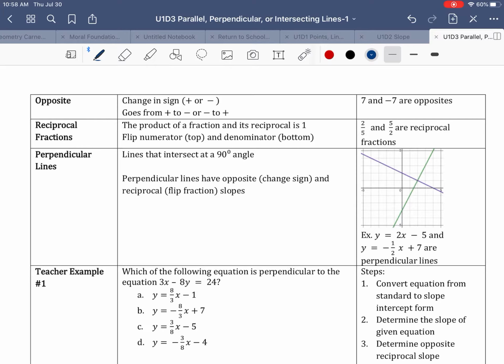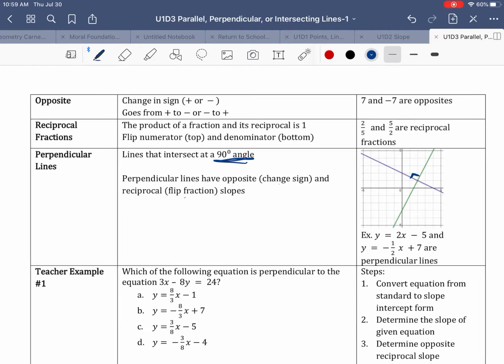For example, 2 over 5 and 5 over 2 are reciprocal fractions, all right? Now, when we talk about perpendicular lines, they're lines that intersect at a 90-degree angle. And the way that we indicate, using that geometric language, that something is 90 degrees is to draw a little box. If you see that box, that is somebody telling you, we know for sure this is 90 degrees, all right? Now, perpendicular lines have opposite and reciprocal slopes.